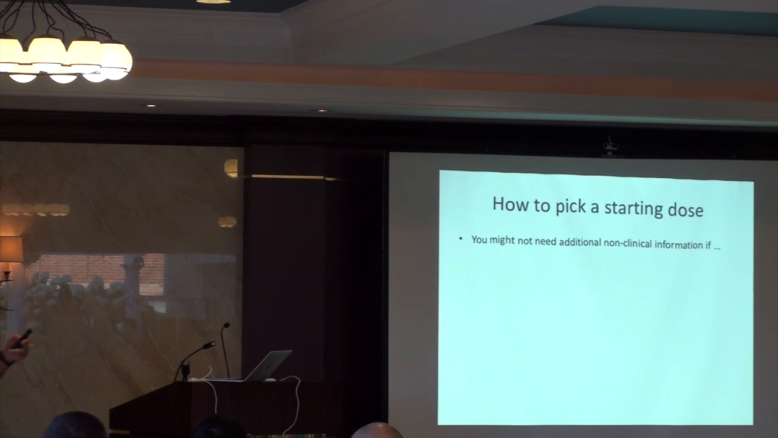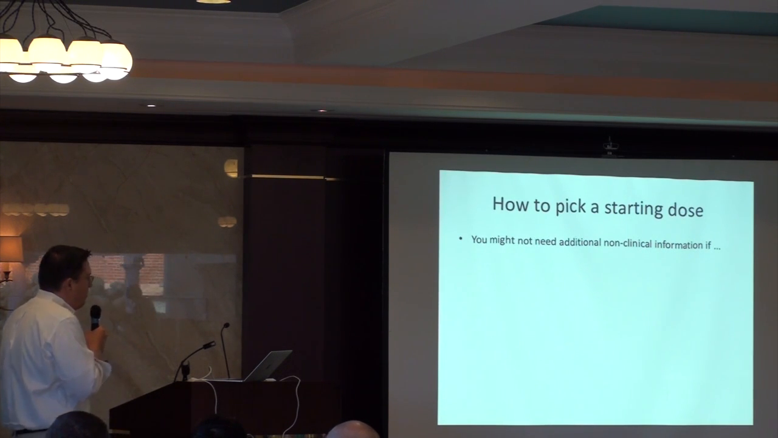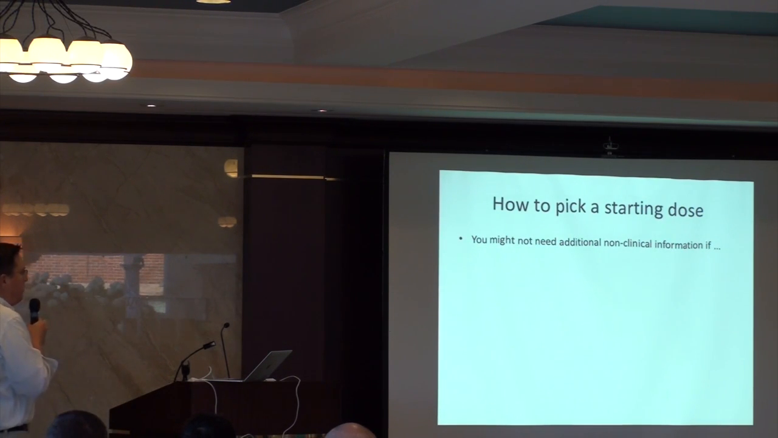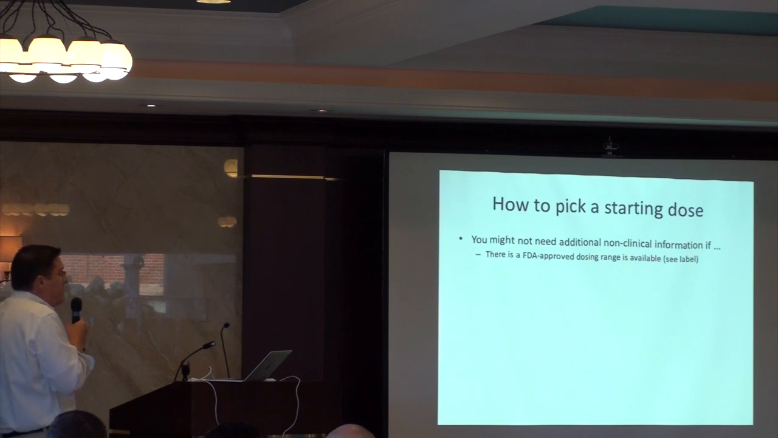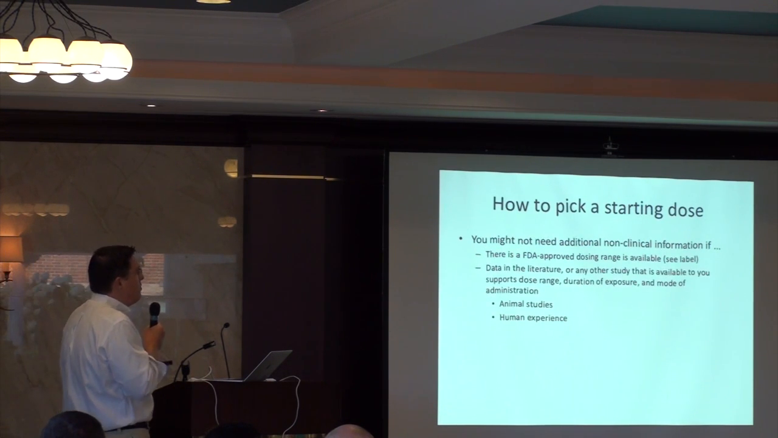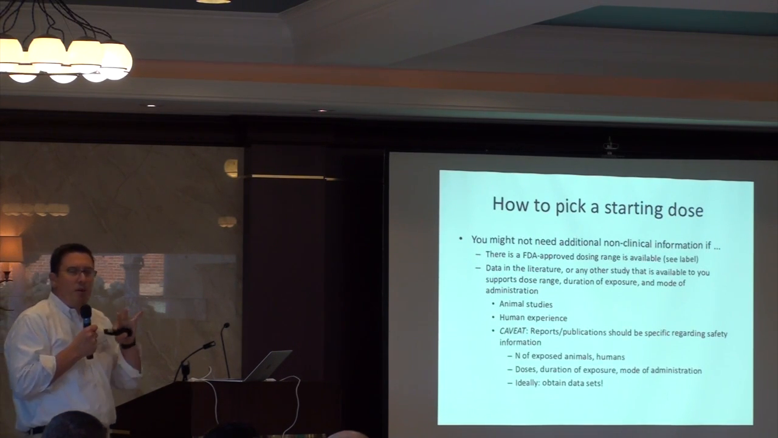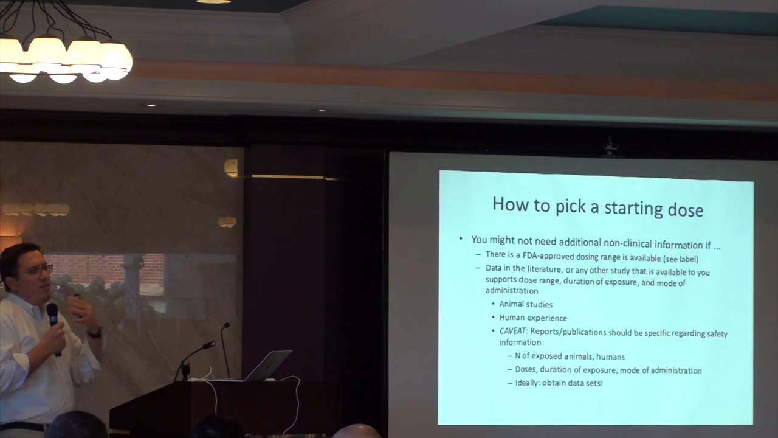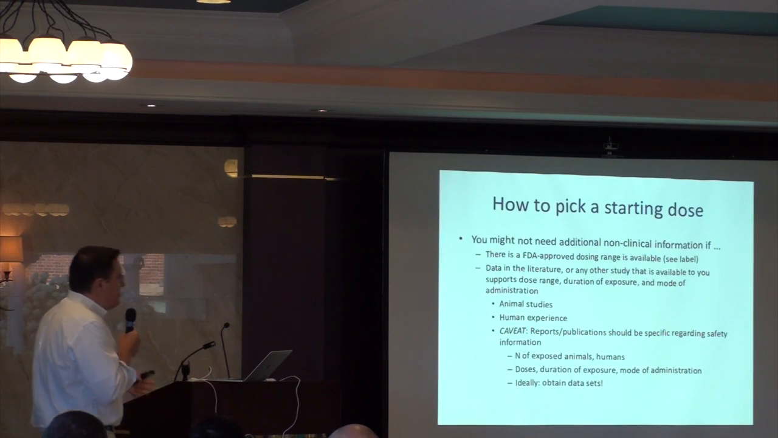The next few slides are about picking a starting dose, and that has often been a very helpful guide from the FDA for me, to have an idea where I should go in with my drug for the first study in my patient population. You might not need any additional information if this is already approved and there's an FDA-approved dose range available. Also, if you have data in the literature that supports your dose, animal data or human experience, for example. But the point is, you have to be careful. Usually, publications are not sufficient, or often they're not sufficient, because they really look at how many animals were exposed, which dose levels they went to, and how many humans received the drug.